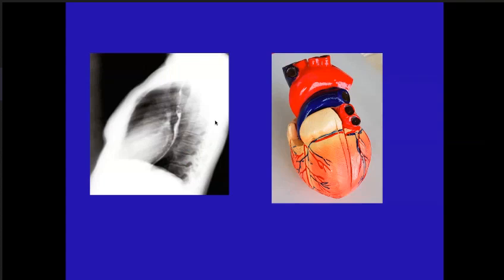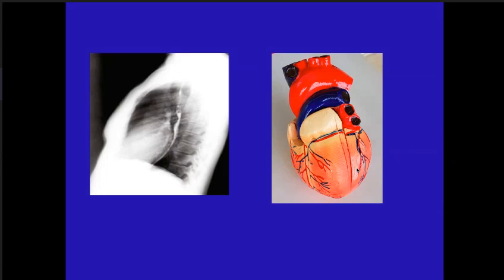Okay. So then people started taking lateral chest X-rays. So what is the lateral chest X-ray? Now, when you turn the heart in your hand into the lateral view, look at it from the side, the contours look quite different. The heart has become much more rounded. It's no longer oval. It's rounded.